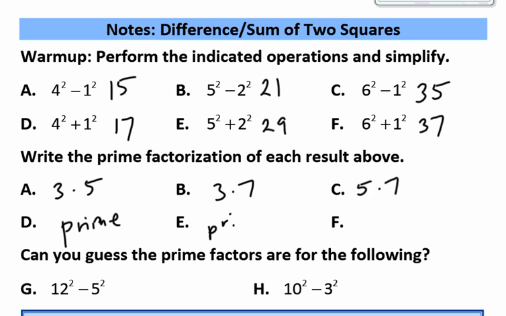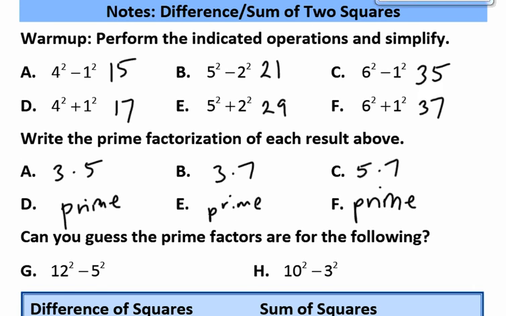So what I wanted you to see is that if you have a difference of two squares, then you can factor those into two prime factors. But if you have a sum of two squares, then you can't factor those at all. Those are going to be prime.